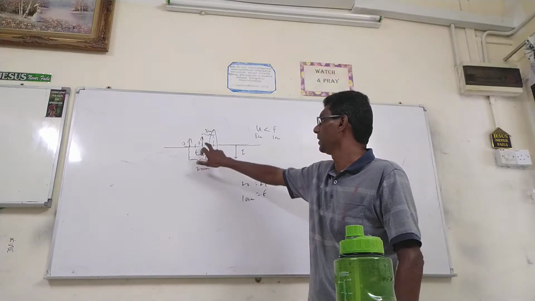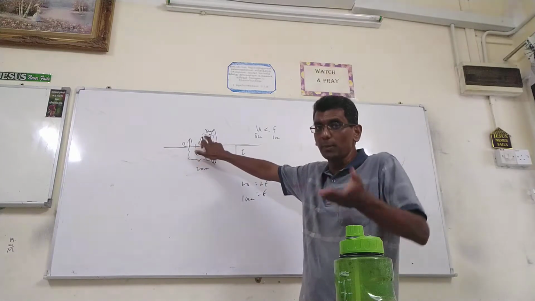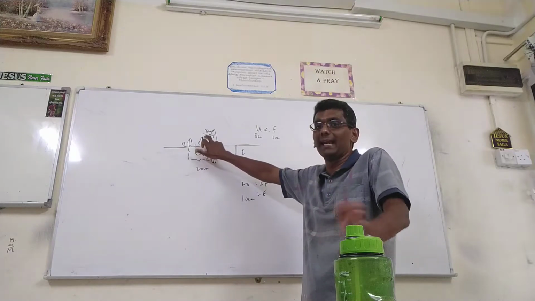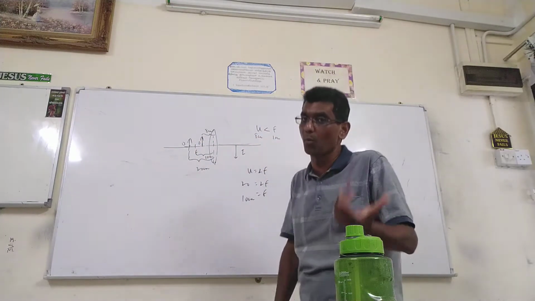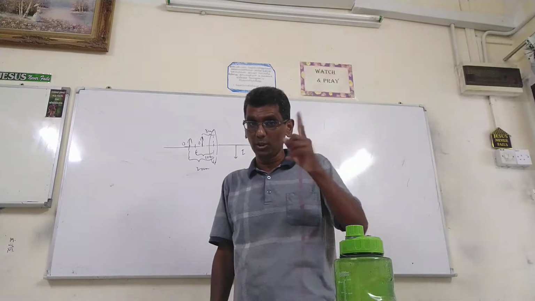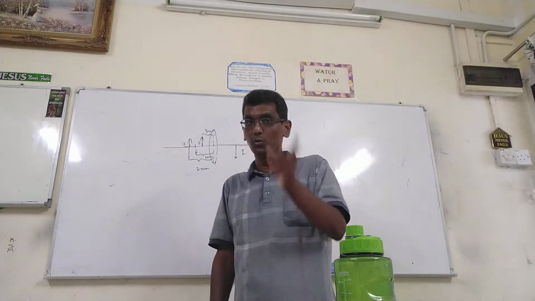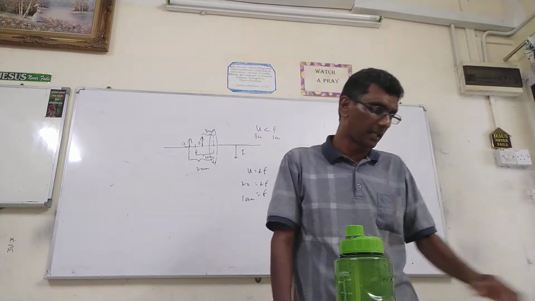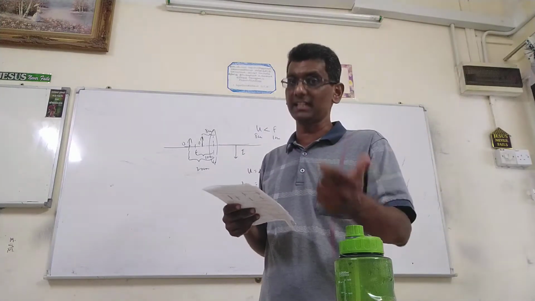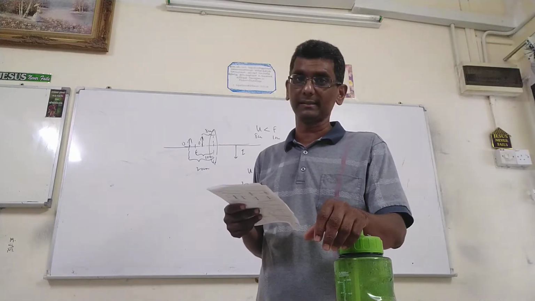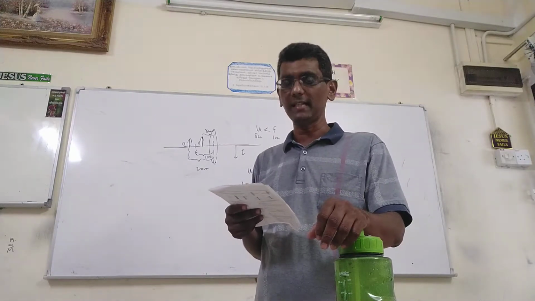The object is 8 cm now, which is less than the focal length. So this is category number 1, U less than F. What are the characteristics of the image? The image is virtual, enlarged, magnified, and upright. So the answer is C.